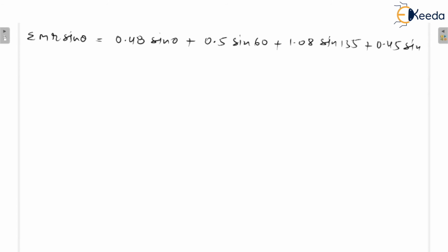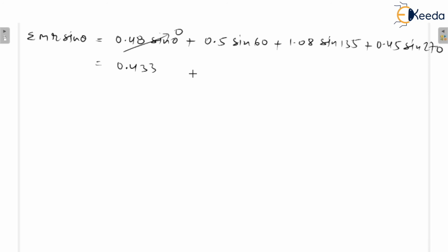So directly I am putting the value here: 0.48 sin 0 plus 0.5 sin 60 plus 1.08 sin 135 plus 0.45 sin 270. Sin 0 is 0, it would become 0. What is sin 60? Root 3 by 2, so that is 0.866, multiplied by 0.5, it would become 0.433.